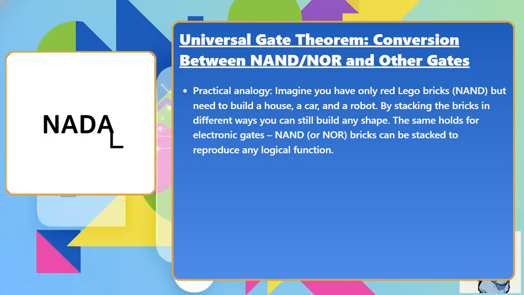Practical analogy: imagine you have only red Lego bricks, NAND, but need to build a house, a car, and a robot. By stacking the bricks in different ways, you can still build any shape. The same holds for electronic gates. NAND or NOR bricks can be stacked to reproduce any logical function.